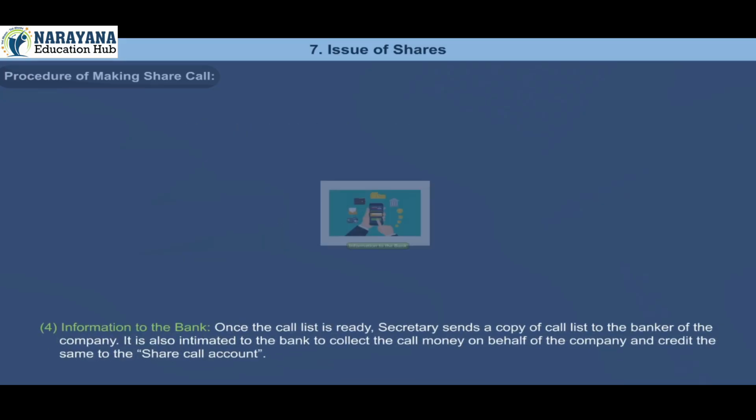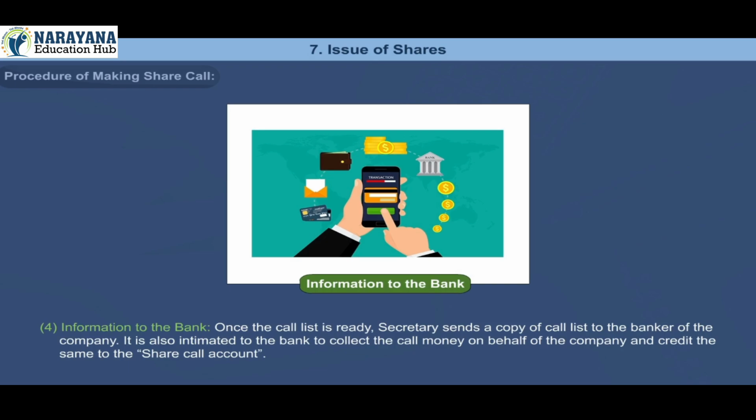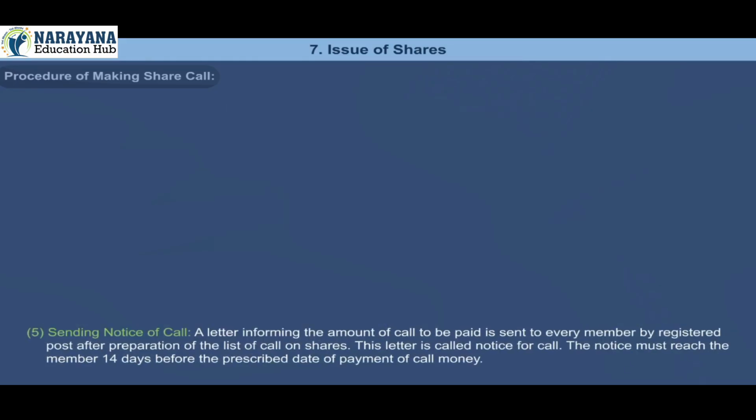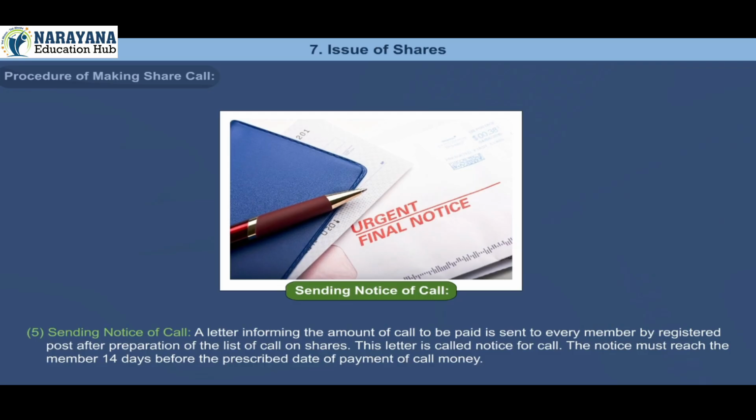4. Information to the bank. Once the call list is ready, Secretary sends a copy of call list to the banker of the company. It is also intimated to the bank to collect the call money on behalf of the company and credit the same to the share call account. 5. Sending notice of call. A letter informing the amount of call to be paid is sent to every member by registered post after preparation of the list of call on shares. This letter is called notice for call.